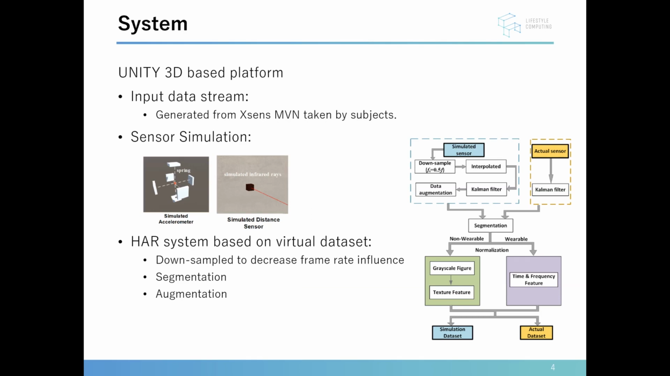We establish our system based on Unity 3D. We input the data stream from the Xsens MVN system as the motion, and simulated the sensors, an accelerometer and a distance sensor, in Unity. The HAR system is built based on the virtual dataset. We use downsampling, data segmentation, and data augmentation in the development.